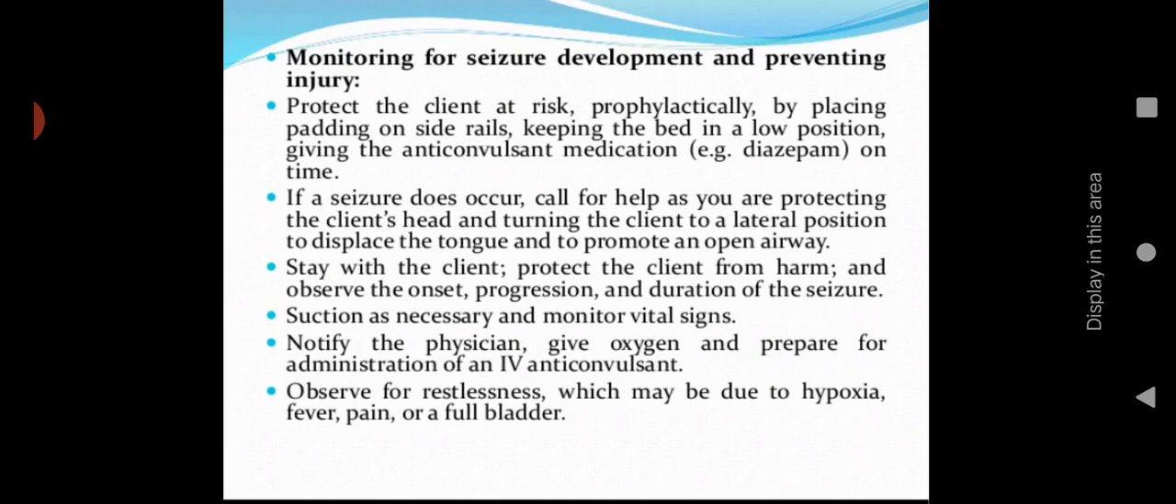So for checking for possible changes in their condition, and also we have to assess for any chance or risk of seizures. Suction is necessary and monitor vital signs. Always you have to do the suction to remove the secretions and prevent aspiration pneumonia. And vital signs should be assessed. Notify the physician, give oxygen and prepare for administration of IV anticonvulsants. Then observe for restlessness, which may be due to hypoxia, fever, pain, or full bladder. You have to check for any restlessness. Restlessness mainly is shown due to hypoxia, decreased oxygen level, fever, pain, or full bladder.